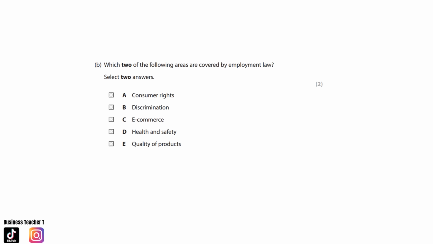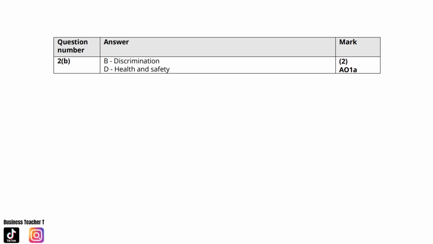Again, which 2 of the following areas are covered by employment law? You need to select 2 answers: consumer rights, discrimination, e-commerce, health and safety, quality of products. Let's take a look at the answers. So the answers are discrimination and health and safety.